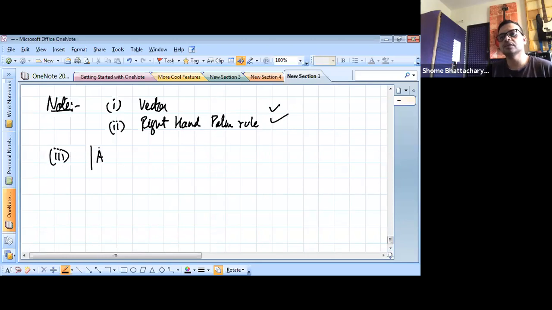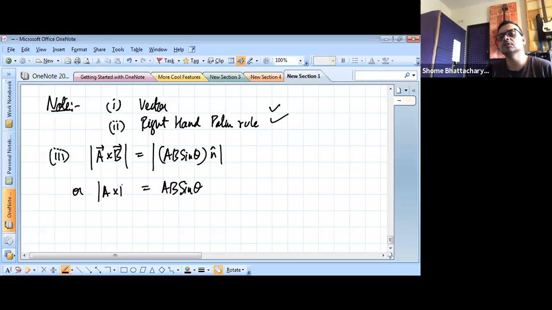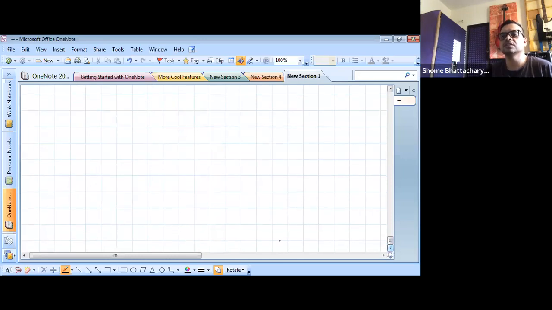What is the magnitude of A cross B? That is mod of AB sine theta n cap, which is nothing but AB sine theta. The magnitude of A cross B is nothing but AB sine theta. Now this has a significance, and that significance is something very interesting.